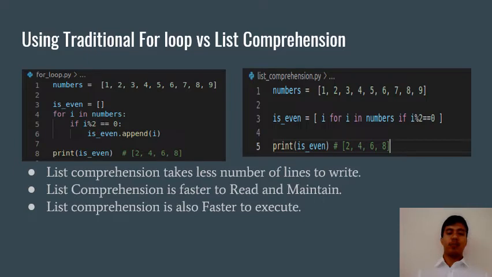The same 4-line operation that we did with the for loop can be converted into a 1-line list comprehension by using the following syntax: i for i in numbers if i modulus 2 equal to 0. So as you can see, the right hand side is easier to read and write, and it also has the added benefit that it's faster to execute.